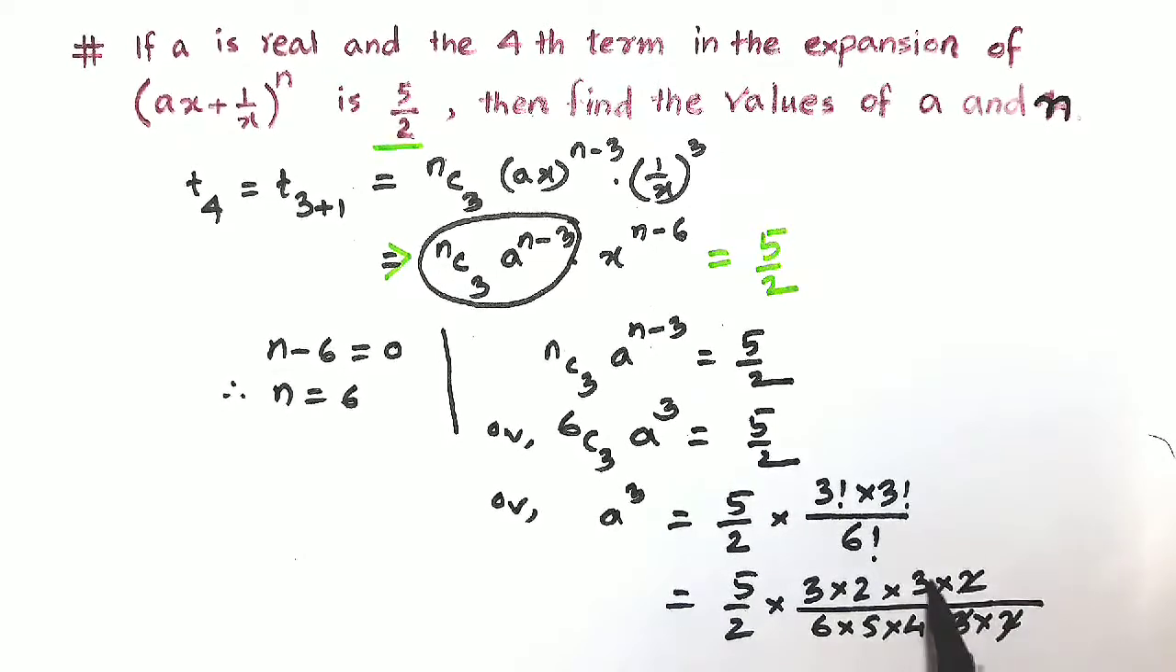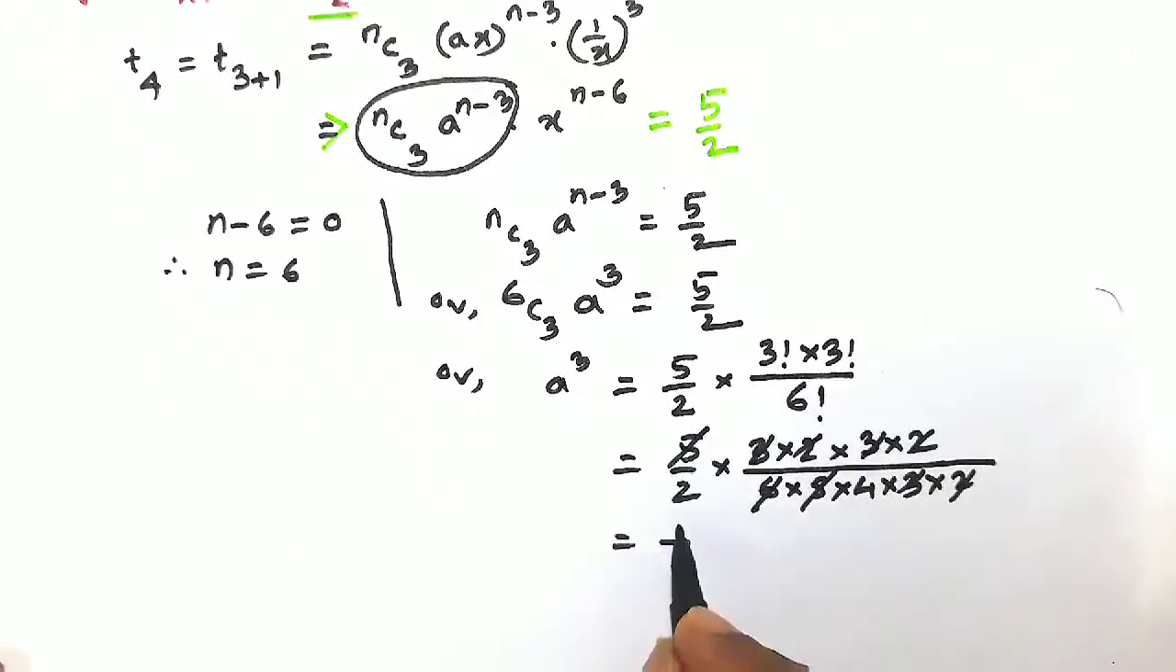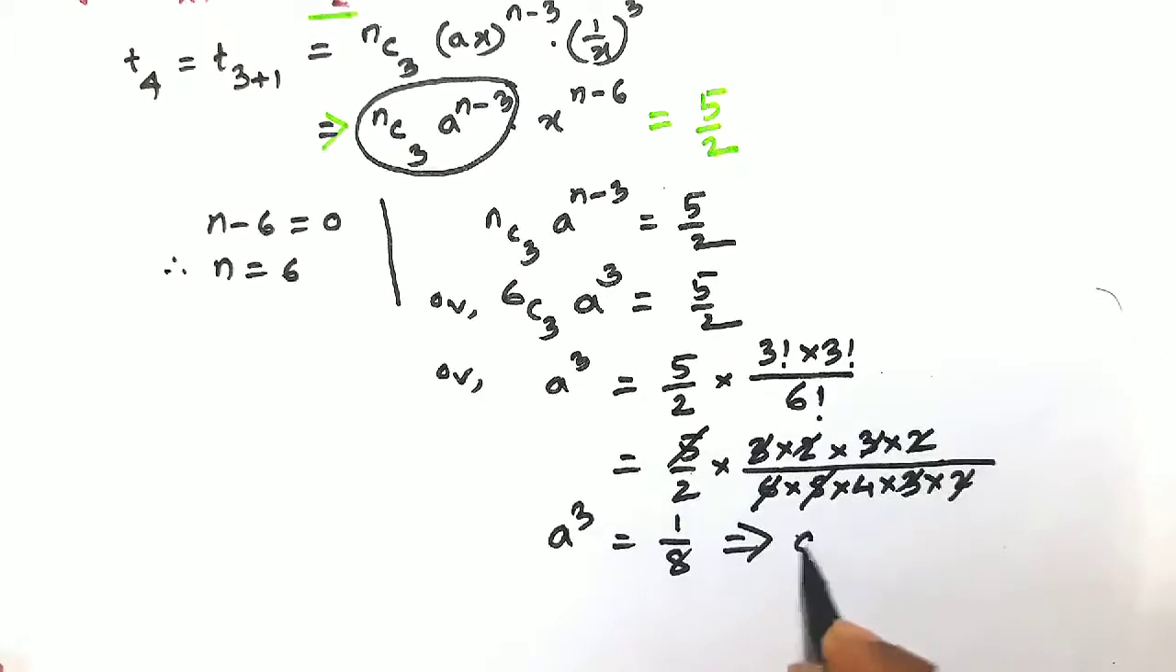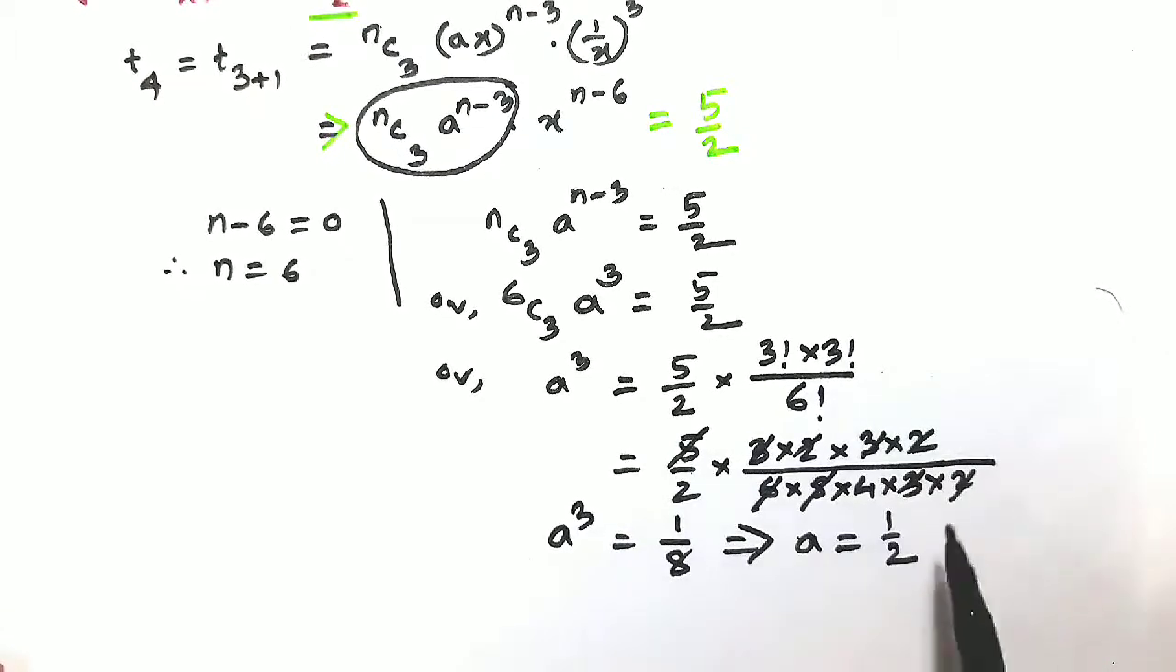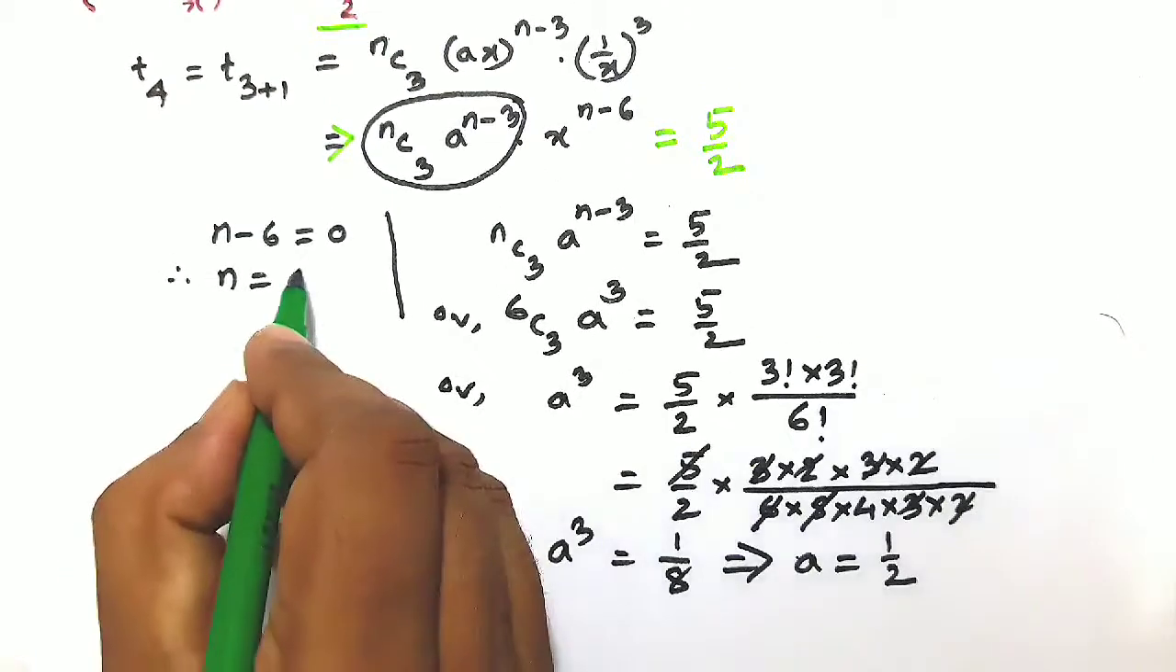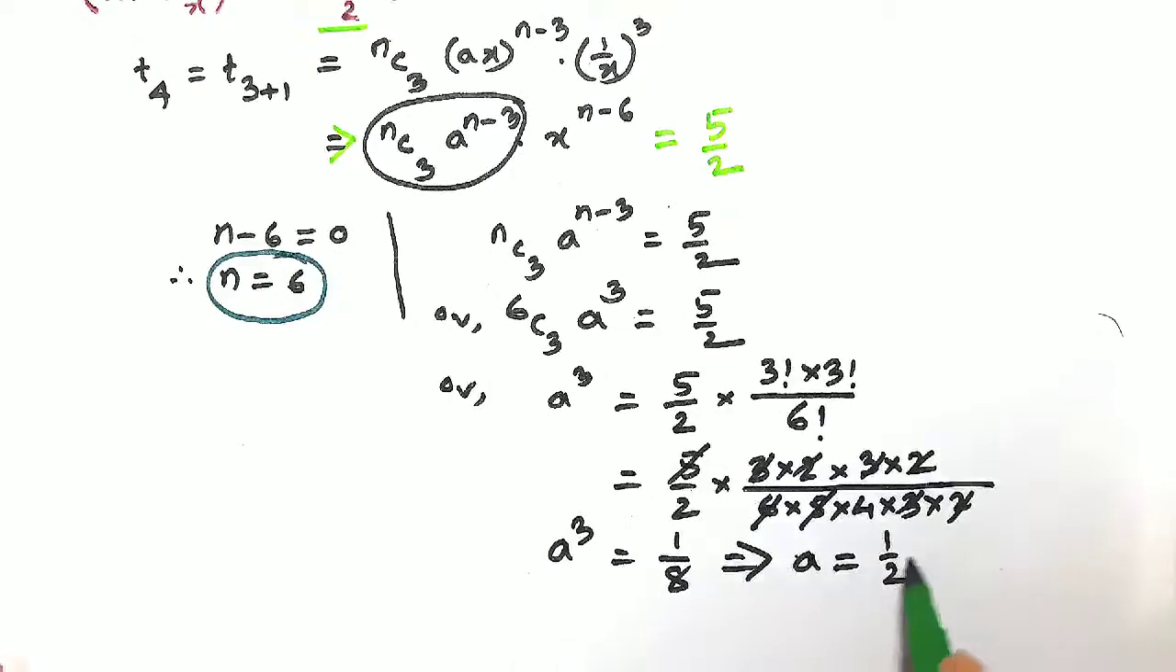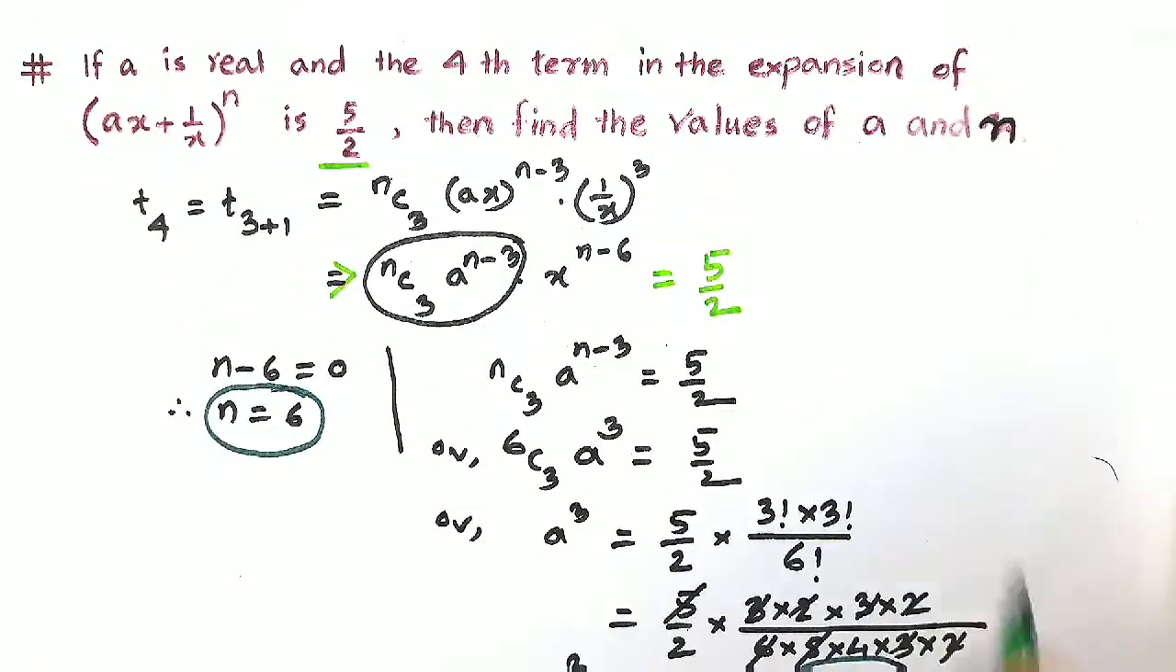Cancel 2, 3 is cancelled, this 3 and 2 is cancelled by 6, 5 is also cancelled, and this is 1 upon 8, 1 upon 2 into 4, that is equal to 8, and a cube is equal to 1 upon 8, that means a is equal to 1/2. So we found the two values, respectively n is equal to 6 and another one is a is equal to half. So the results.